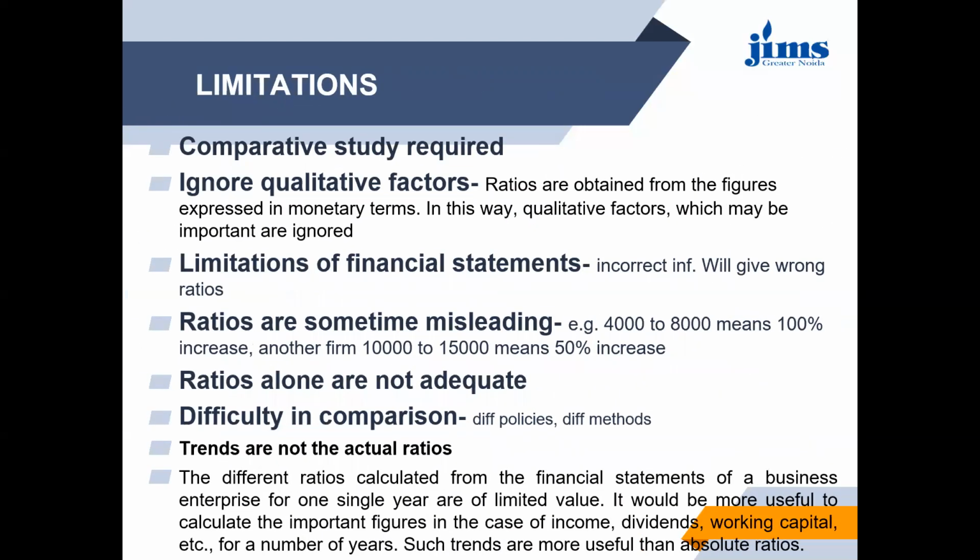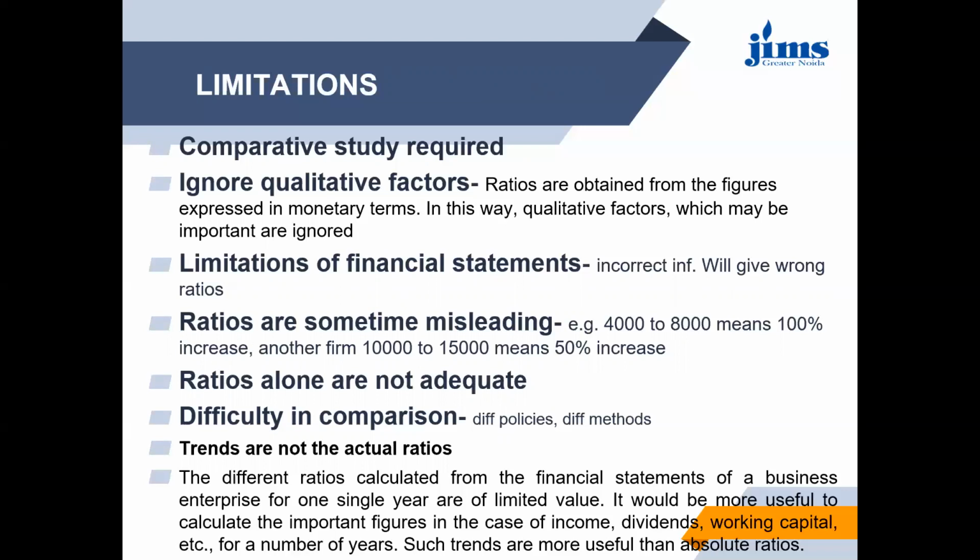Next are the limitations of ratio analysis. First limitation is that comparative studies are required. With a single figure we cannot calculate the ratios, so at least we need to have two figures. Next, it ignores qualitative factors. That is the basic characteristic of the financial information, that ratios are obtained from the figures which are expressed in monetary terms. So qualitative factors, even though they are very important from the company point of view, are ignored.